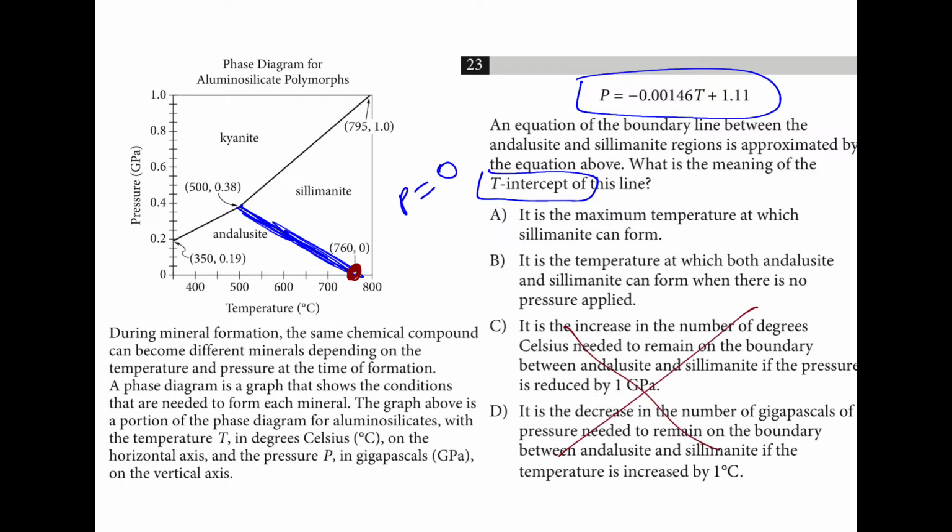C and D are looking rather slopish, so those are no good. I like this one because it says when there's no pressure applied, and pressure is 0 here. I don't think this is the maximum temperature. We could go higher, so B is the right answer.